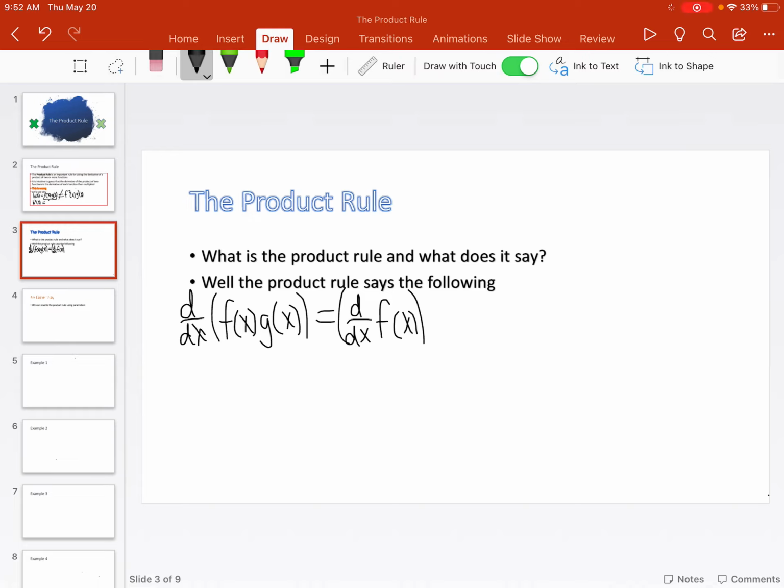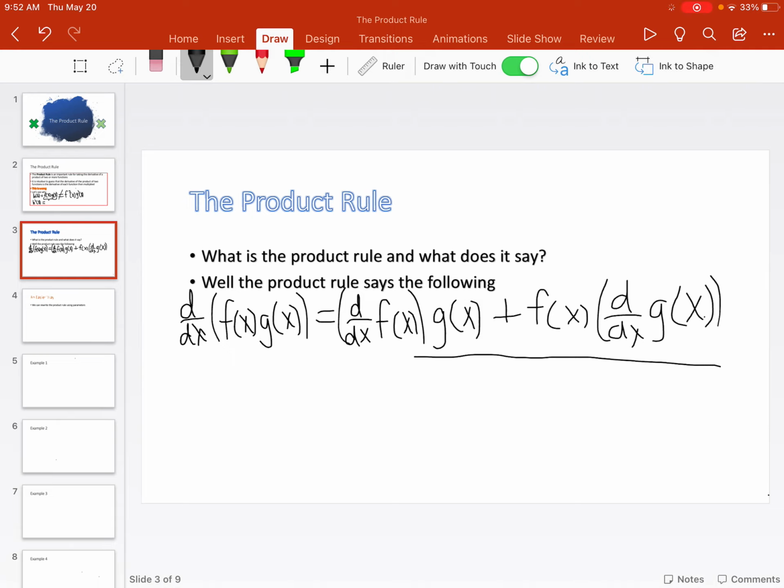So first we took the derivative of f of x. Then we multiply this by g of x. Not the derivative of g of x, just g of x. Then plus. Now we write f of x. So f of x, not the derivative of f of x, just f of x, times, I'll put this in brackets so it's easier to see, the derivative of g of x. There we go. That's our product rule.